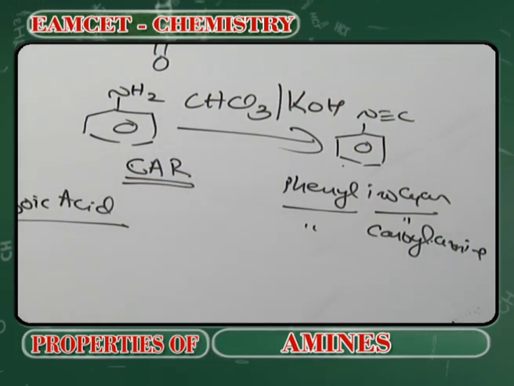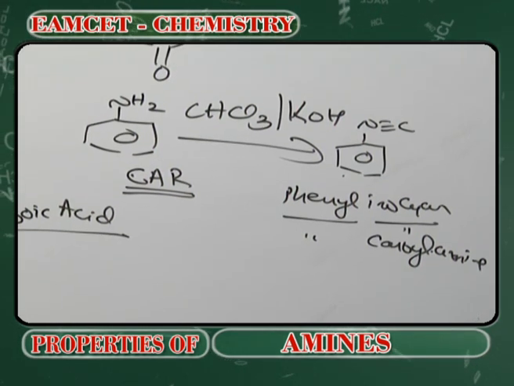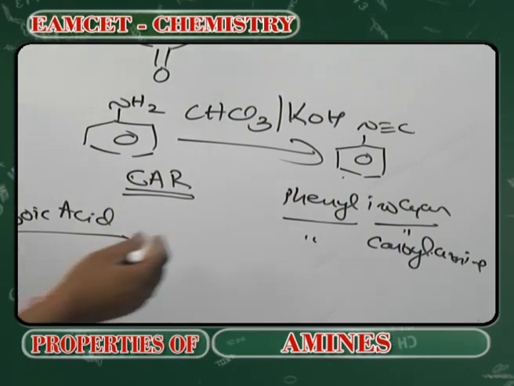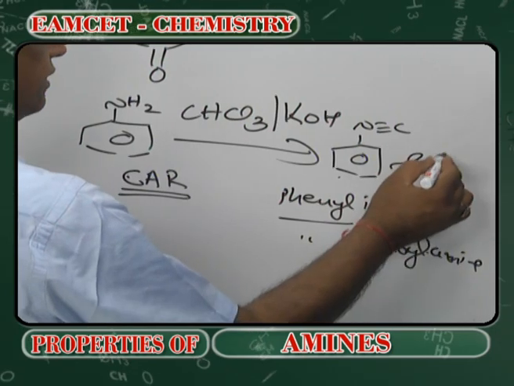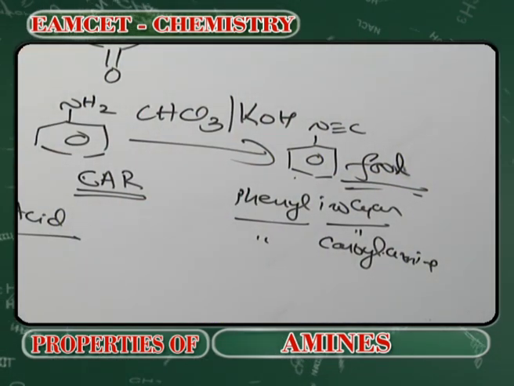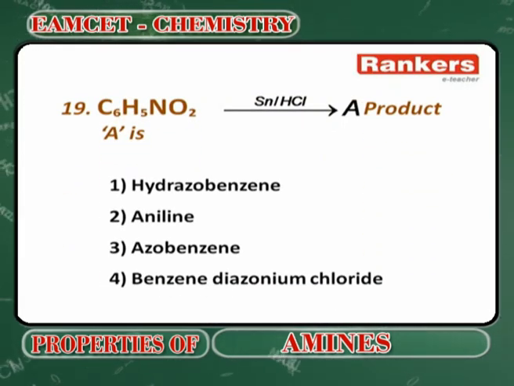Very popular reaction. The formed compound is slightly poisonous. It gives a headache, and it has a very bad, foul smell. In several reactions, if some compound is described as having a foul smell, immediately you can say it is phenyl isocyanide. Nitrobenzene with tin and HCl gives aniline. So the answer is 2.